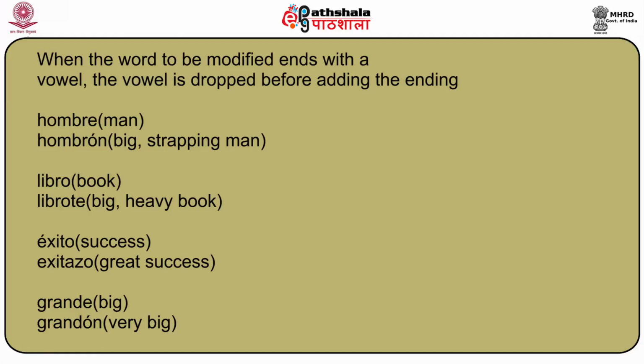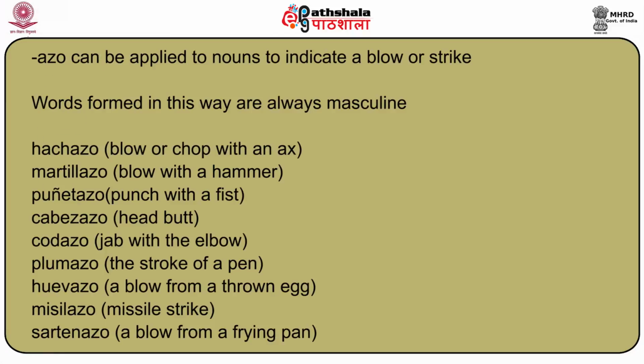Now, the suffix aso can be applied somewhat freely to nouns to indicate a blow or strike. Words formed in this way are always masculine. Hachazo, blow with an axe. Martillazo, blow with a hammer. Puñetazo, punch with a fist. Cabezazo, headbutt. Codazo, jab with the elbow. These are applied to nouns to indicate a blow or a strike which is very heavy. So these words are always masculine.